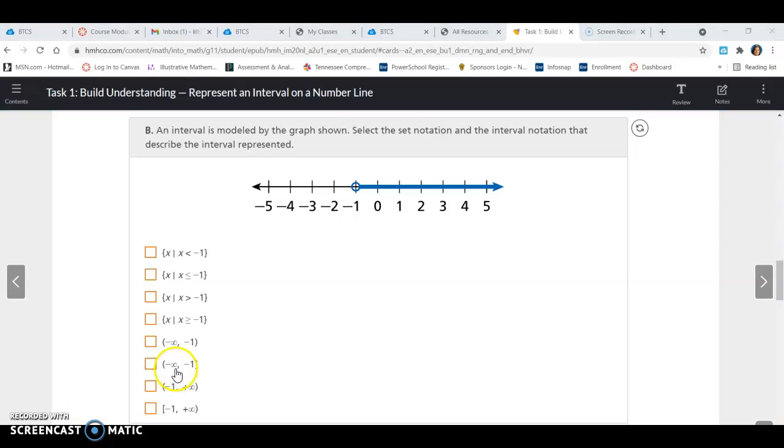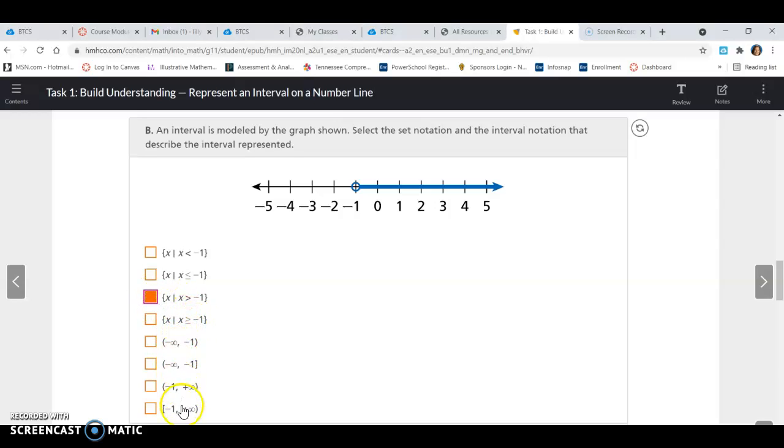All right, so if you looked at the graph, you can see that this is open, so the -1 is not included and it is greater than. So this is less than, this is greater than or equal to, and this one is greater than. So this one says x such that all x greater than -1. So this is your set notation.